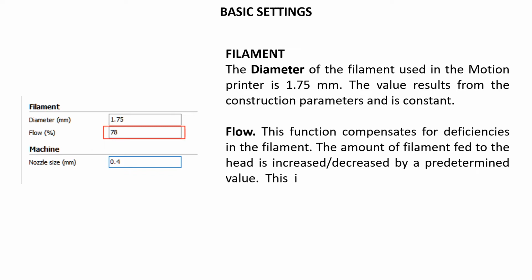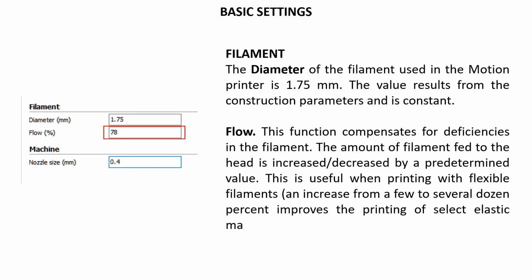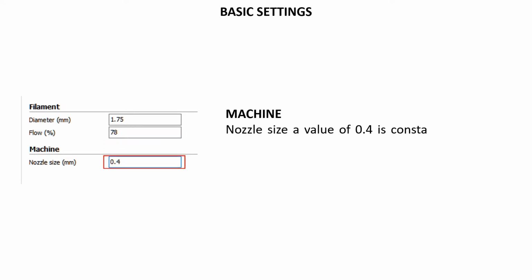This is useful when printing with flexible filaments. An increase from a few to several dozen percent improves the printing of select elastic materials. Keep the flow at 100%. Machine. Nozzle size, a value of 0.4, is constant for the Motion printer.